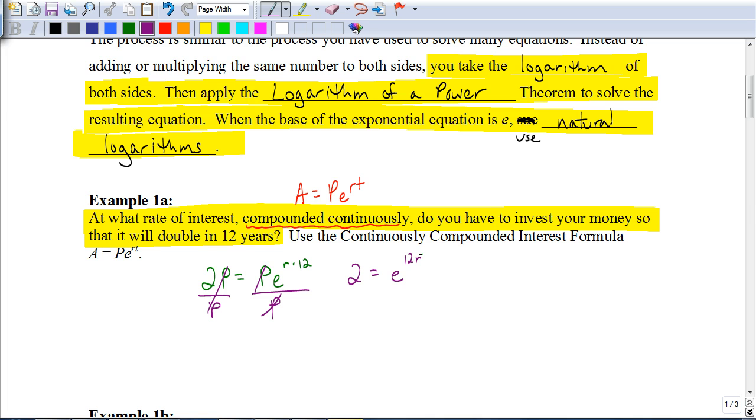Now, at this point, there's two ways that we could solve this. We could use logarithms like we did earlier in the chapter or last couple of sections, or we could use this new method, which I'm going to show you. And that's to take the logarithm of both sides, or if the base is already e, we're going to take the natural log of both sides. And then we apply that logarithm of a power theorem. So I'm going to take that 12r and park it in front of the natural log.